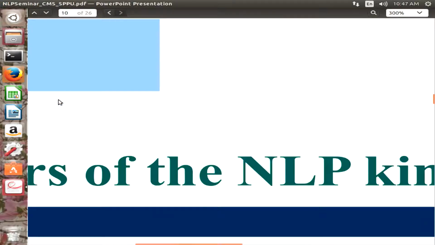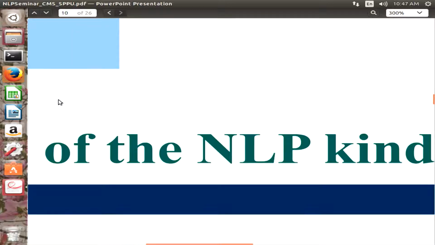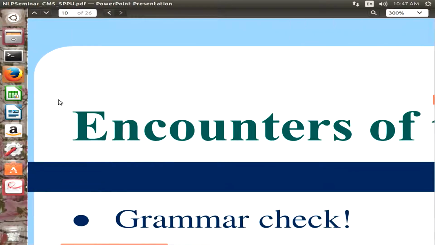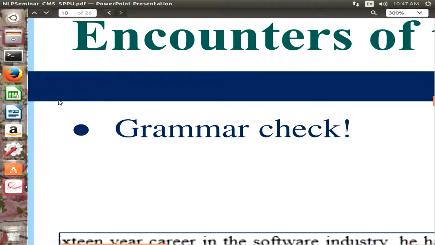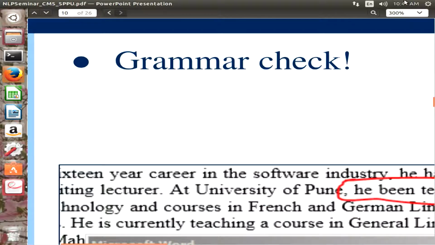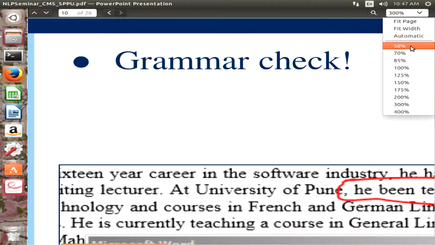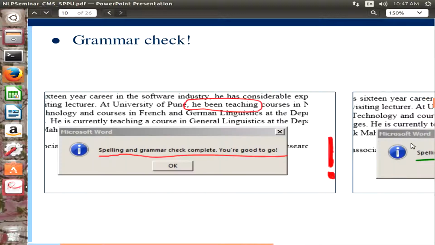So that was spell checkers and autocorrects. Now grammar check. And this, yes, this I must tell you, this is the latest. I was sending something to Professor Arjun Wadkar, and I ran the spell check and grammar check. It told me spelling and grammar check was complete. You're good to go.